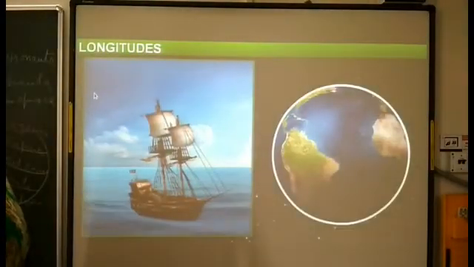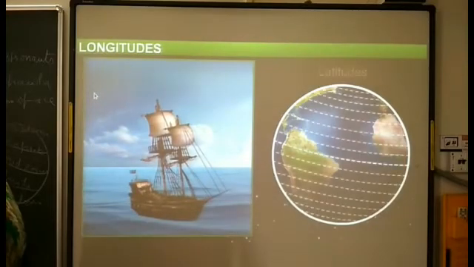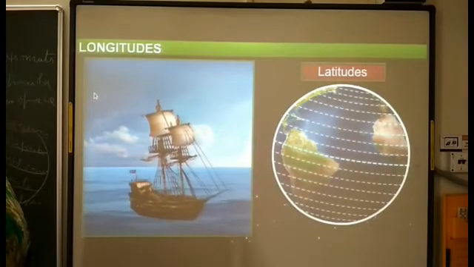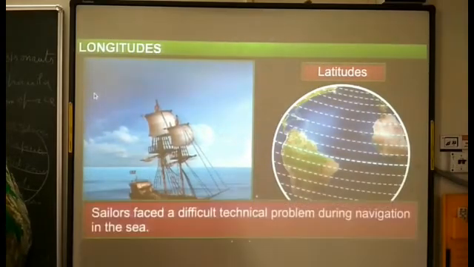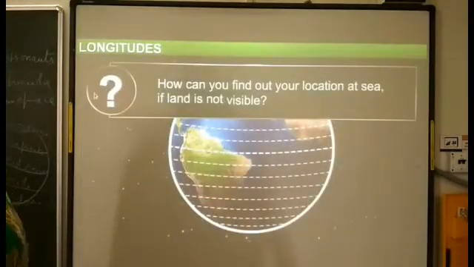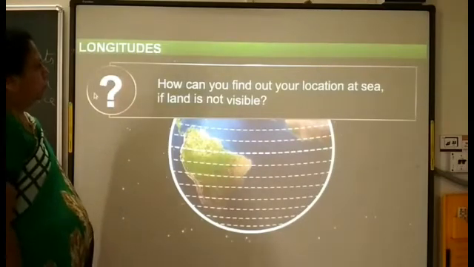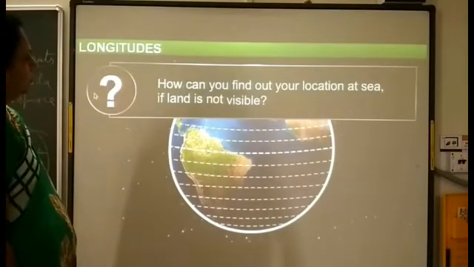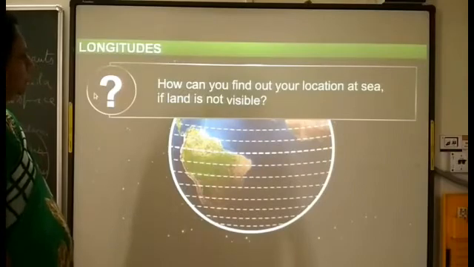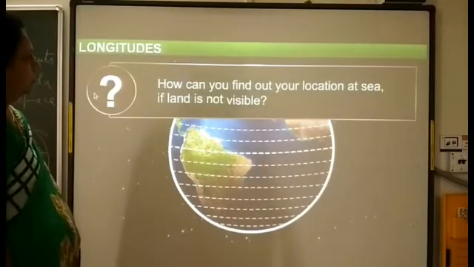As you already know, sailors often used parallels or latitudes to navigate. However, until the 17th century, sailors faced a difficult technical problem during navigation in the sea. How can you find out where you are if land is not visible? After all, water looks the same almost everywhere.